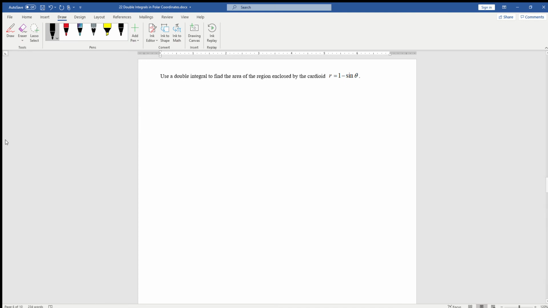A problem you may recall from Calculus 2 was utilizing polar coordinates to find the area inside of a geometric shape in polars. This one is a cardioid, defined as r equals 1 minus sine theta. You may remember from Calculus 2, cardioid, heart-shaped, like cardiac. Just some stuff from Calc 2.